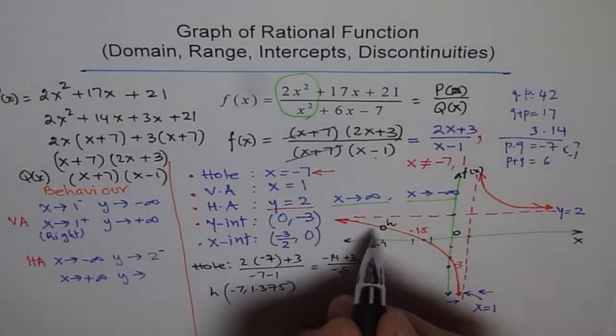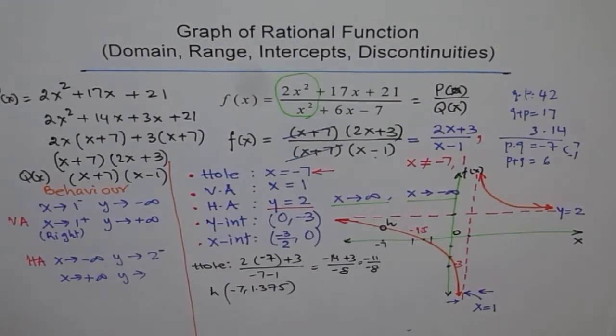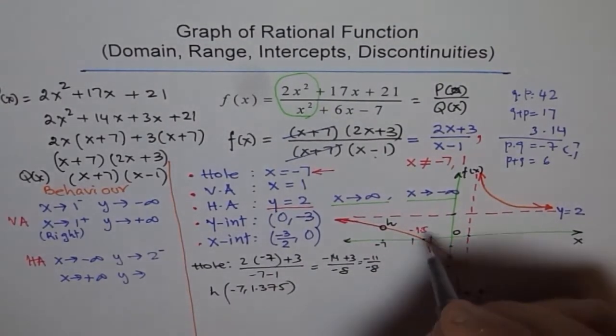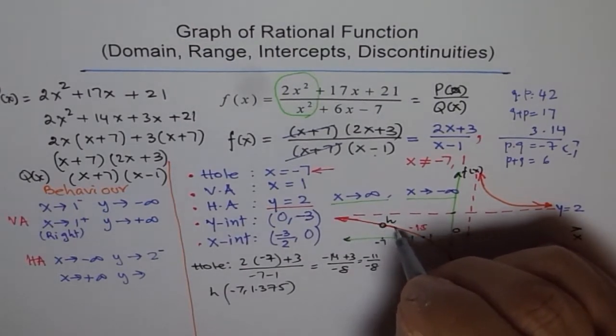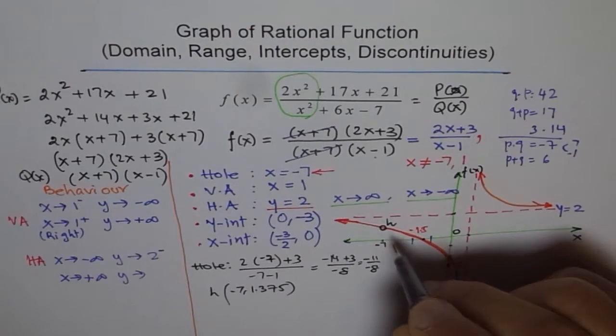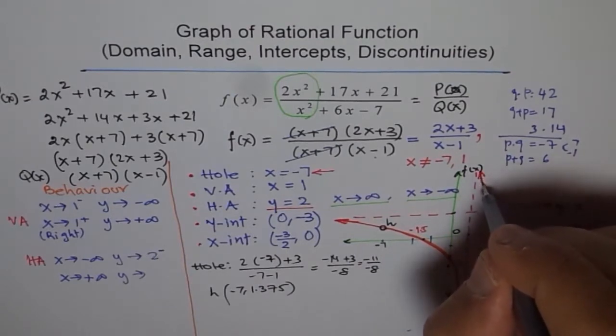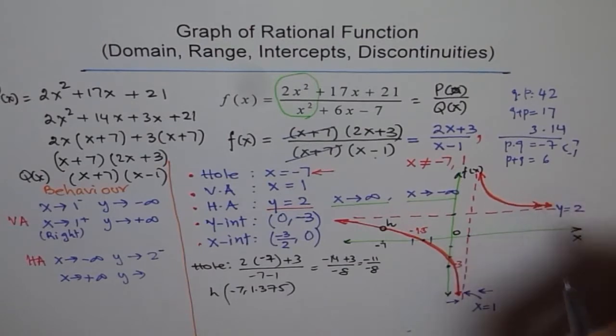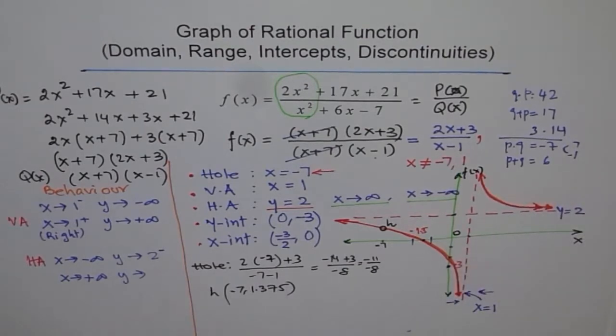Correct. Now since you have a hole here, let me highlight that the hole is not a part of our function. Do you see that? The hole is outside the function, so I'm just making this darker for you. So we exclude that part. So that is the final rational function for us, and that is a neat and clean sketch. Do it on graph paper so that you get a wonderful sketch.